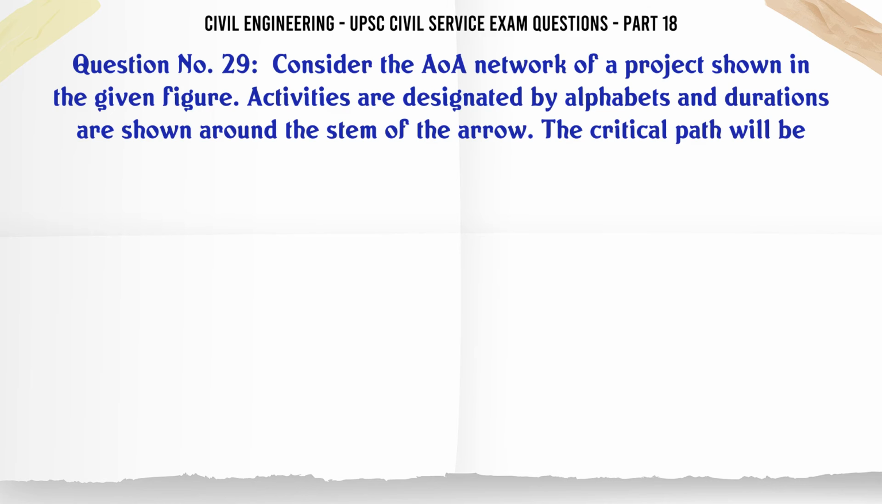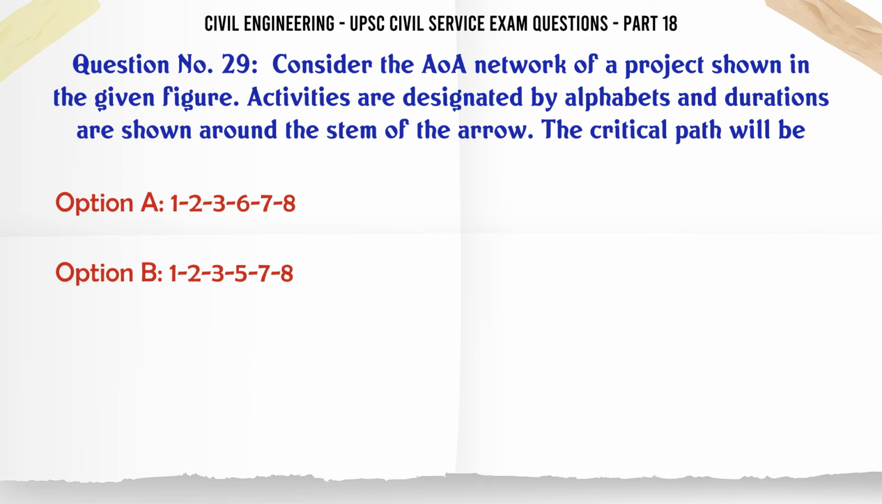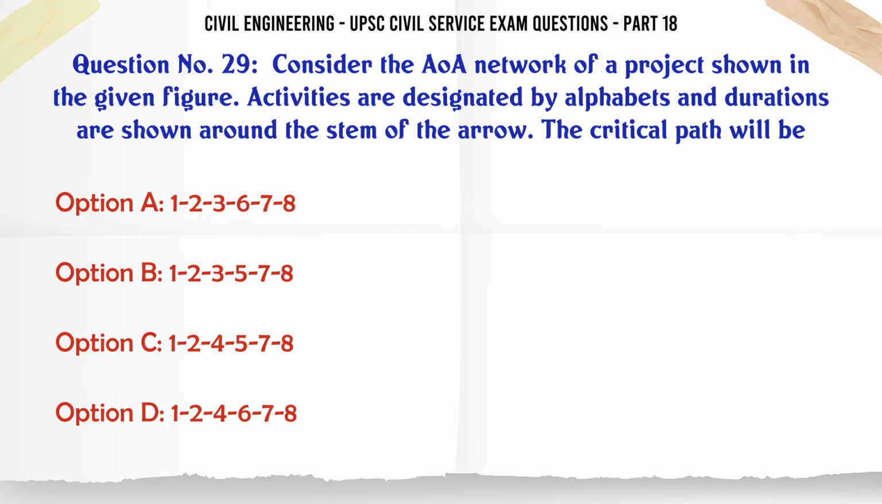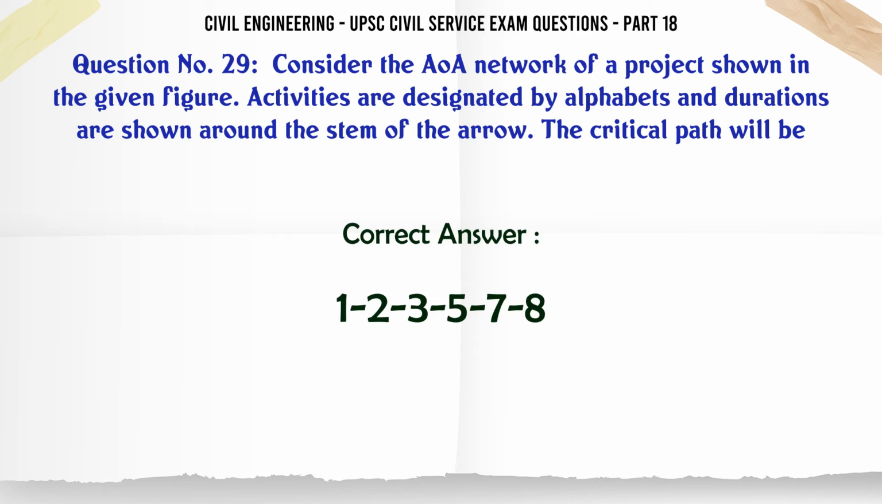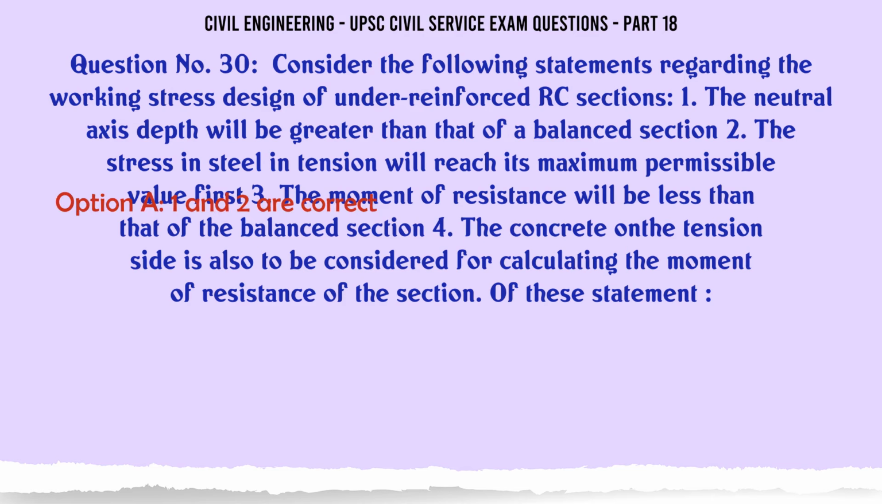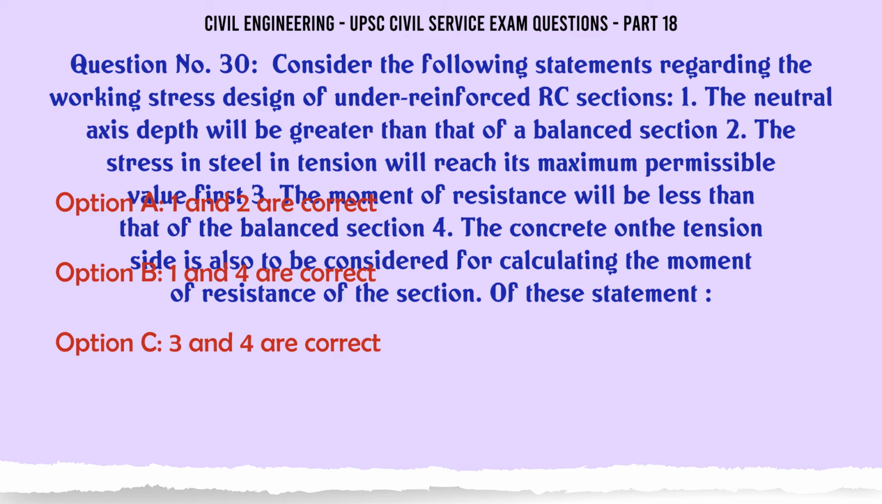Consider the AOA network of a project shown in the given figure. Activities are designated by alphabets and durations are shown around the stem of the arrow. The critical path will be A. 123678, B. 123578, C. 124578, D. 124678. The correct answer is 123578.